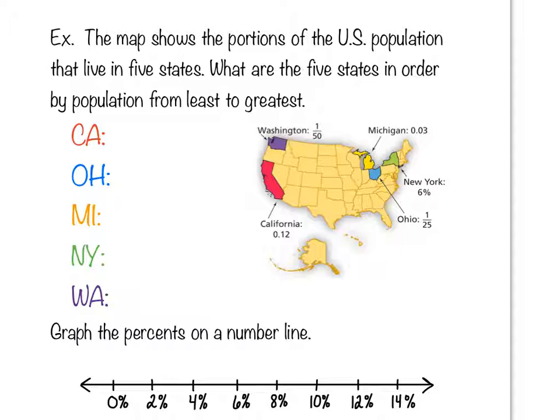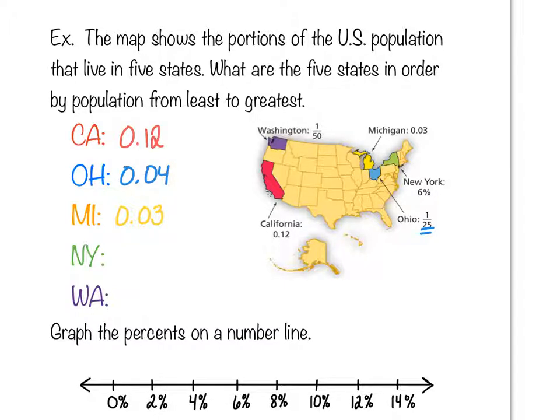So let's start with California in red there. It already gives us a decimal, 0.12. So that's easy to compare, write them all as decimals. And then Ohio says 1/25. So using a calculator, 1 divided by 25 is going to give us 0.04. Michigan says 0.03 already.